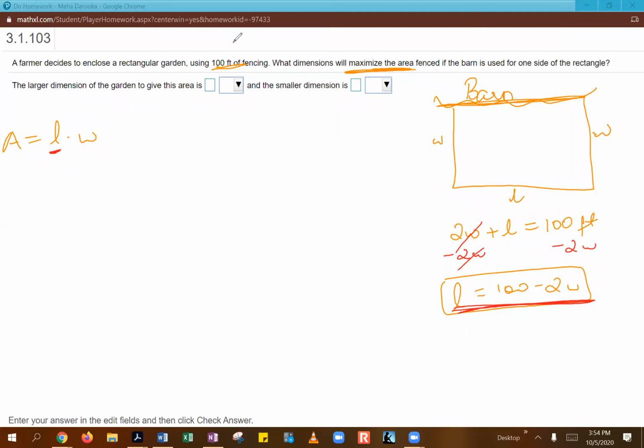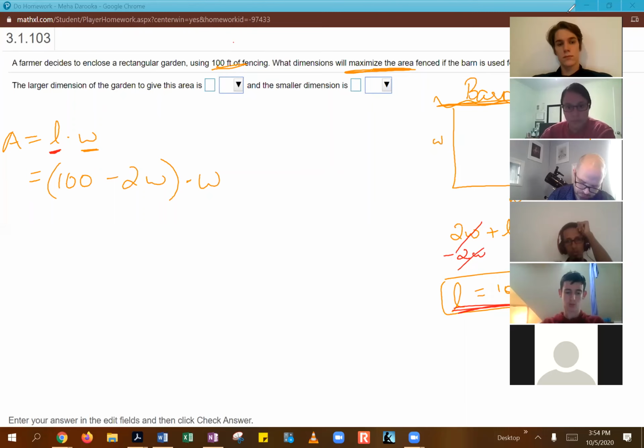So basically, you will have, instead of the length, 100 minus 2W substituted, and of course we're still multiplying by this width on the outside. So you're replacing the length with the formula for the length, 100 minus 2W, and then multiplying by the width. We're still doing the area, but remember, you will create your own quadratic equation for this problem.